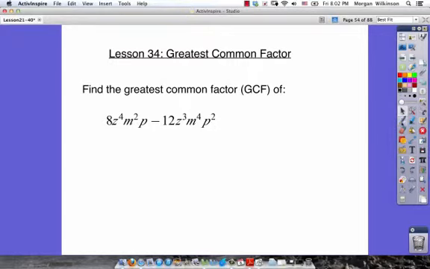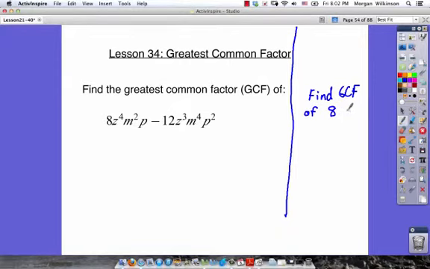Now before we find the greatest common factor of this problem, I want to go through greatest common factor with just some numbers, no variables. Let's say we want to find the GCF of 8 and 12. We'll take two numbers. So if we want to find the greatest common factor of these two, we've got to think of factors of 8 first. Factors of 8.